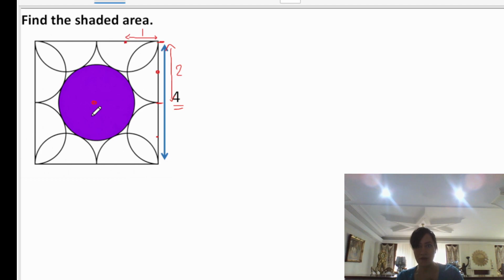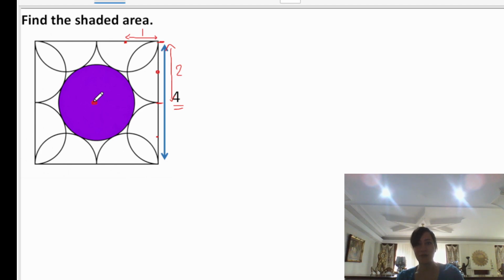What are we going to find? We are going to find the shaded area. The shaded area here is a circle. To find the area of a circle, I need to know the radius of this circle. So I am going to find the radius of this circle.